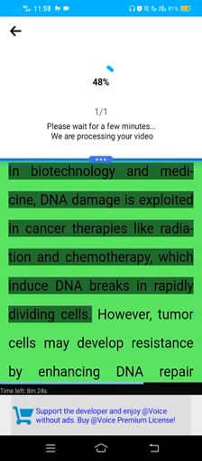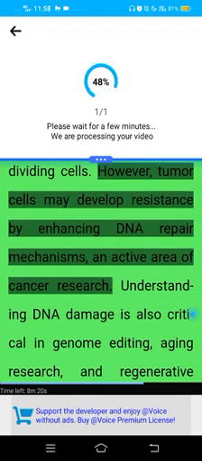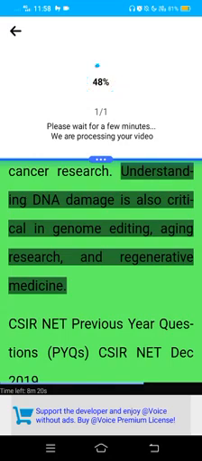In biotechnology and medicine, DNA damage is exploited in cancer therapies like radiation and chemotherapy, which induce DNA breaks in rapidly dividing cells. However, tumor cells may develop resistance by enhancing DNA repair mechanisms, an active area of cancer research. Understanding DNA damage is also critical in genome editing, aging research, and regenerative medicine.